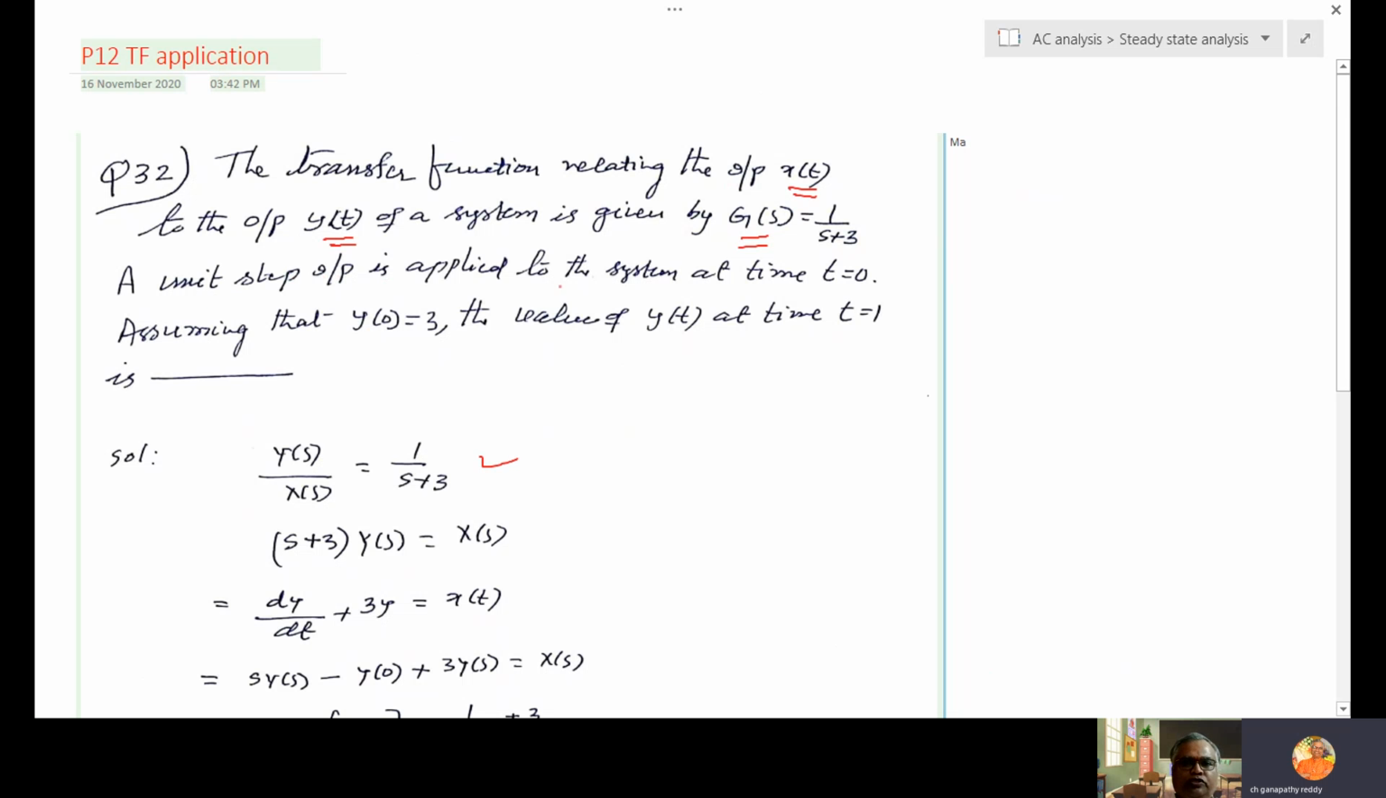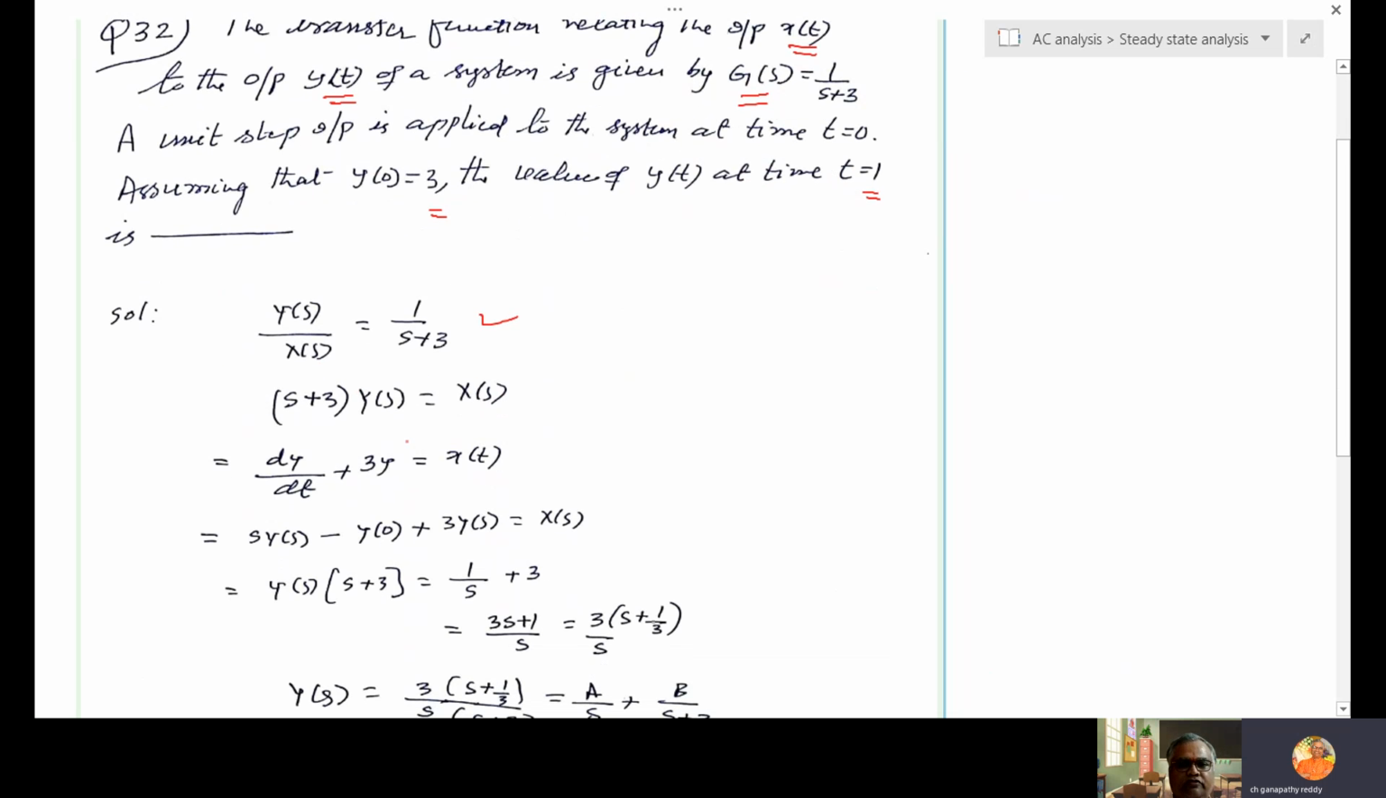A unit step input is applied to the system at time t equal to 0. Assuming that y of 0 is 3, the value of y of t at time t equal to 1 is? So this small smart work you have to do. Output by input is 1 by s plus 3.